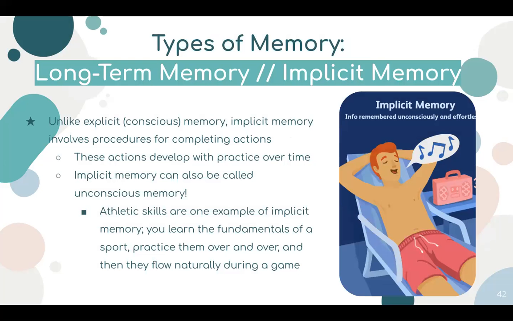Unlike explicit memory, implicit memory involves procedures for completing actions. But what is implicit memory? Things that people don't purposely try to remember are stored in the implicit memory. This kind of memory is both unconscious and unintentional. Implicit memory is also sometimes referred to as non-declarative memory, since you're not able to consciously bring it into awareness. For example, athletic skills are one example of implicit memory. You learn the fundamentals of a sport, practice it over and over, and then they flow naturally during a game.